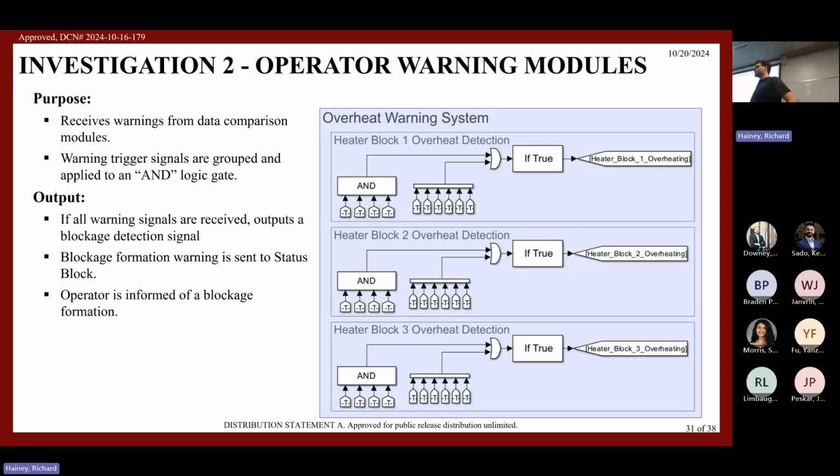And what this system does is it gathers all of the over temperature or threshold checks, and if all 5 of them have been cleared or activated, it would send an overheating or blockage detection warning to the operator. However, you need all 5 of them to activate before it sends that signal. That's why we used an AND gate here.